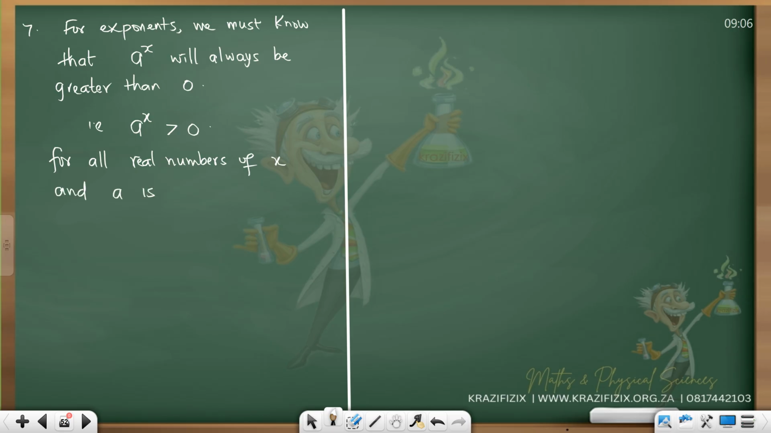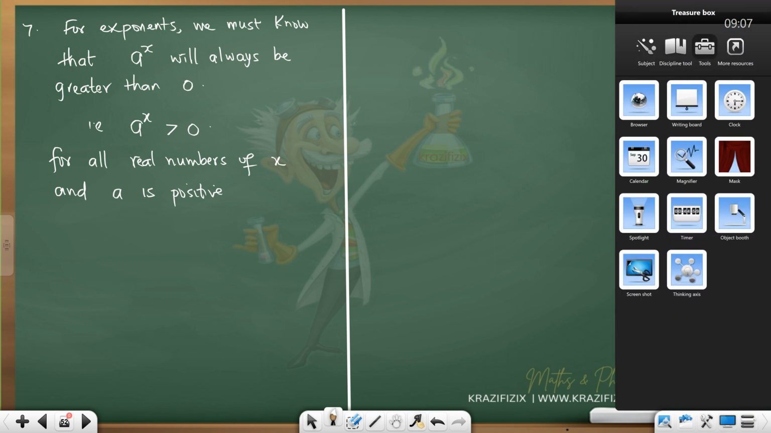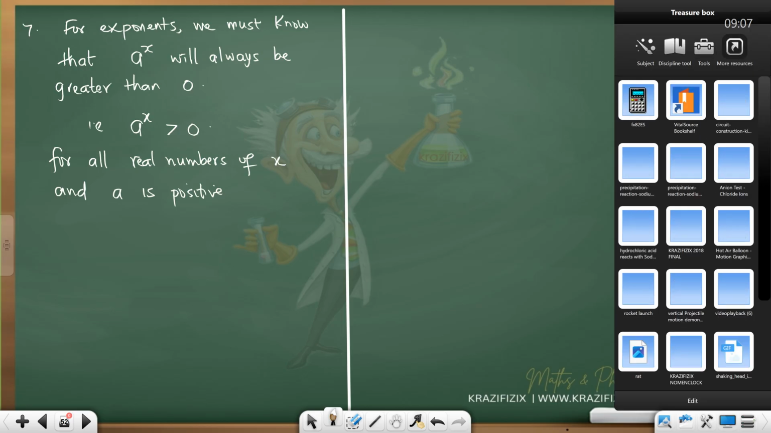And a is positive. No matter what you tell me, it will always be greater than 0. Always. If a is positive, you can try your calculator and try any number, no matter how small.